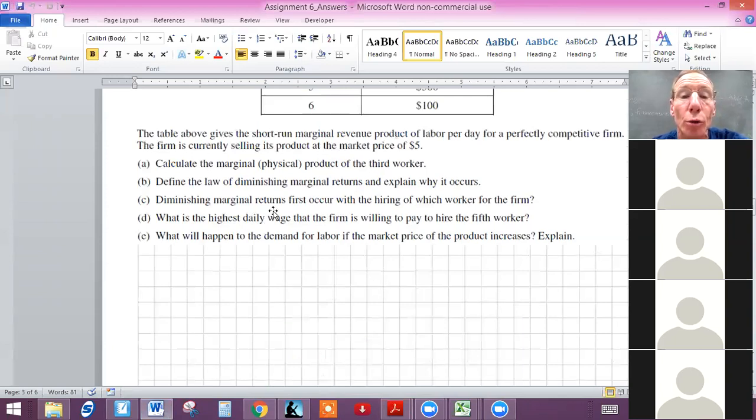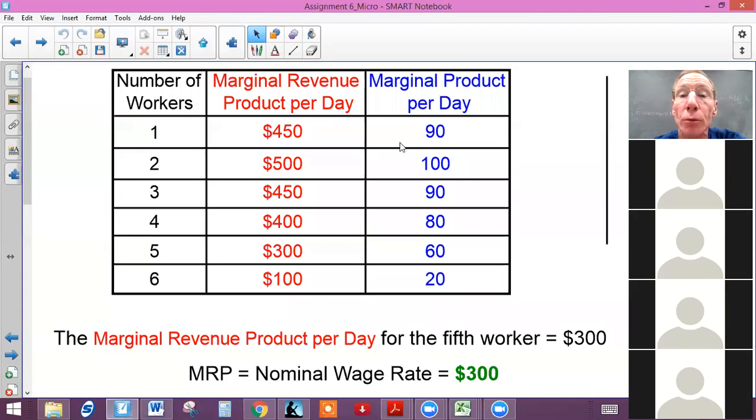Diminishing marginal returns first occur with the hiring of which worker for the firm? Well, that's not hard. We look at marginal product. From going from 1 to 2, the marginal product increases from 90 to 100. But going from 2 to 3, the marginal product decreases. So this is where diminishing marginal return starts, when we hire a third worker.